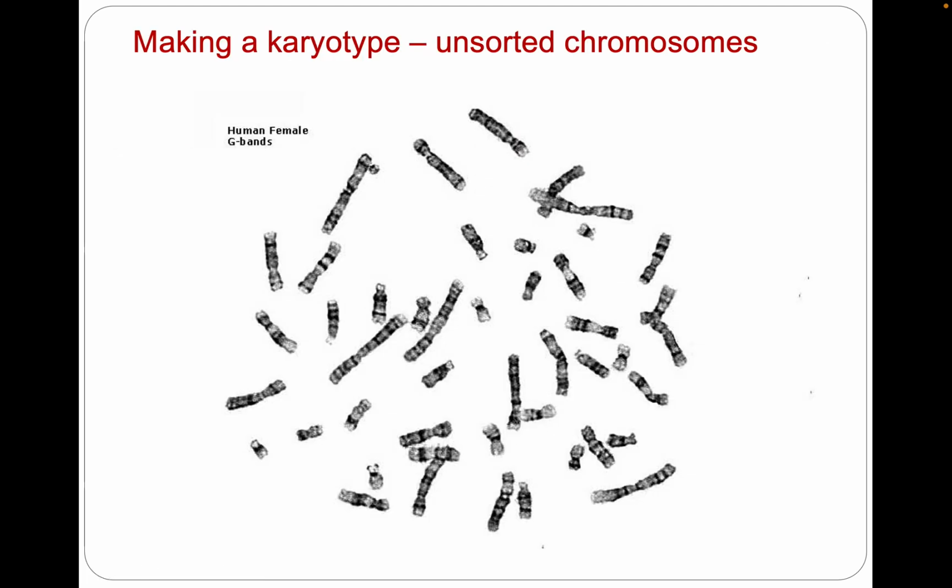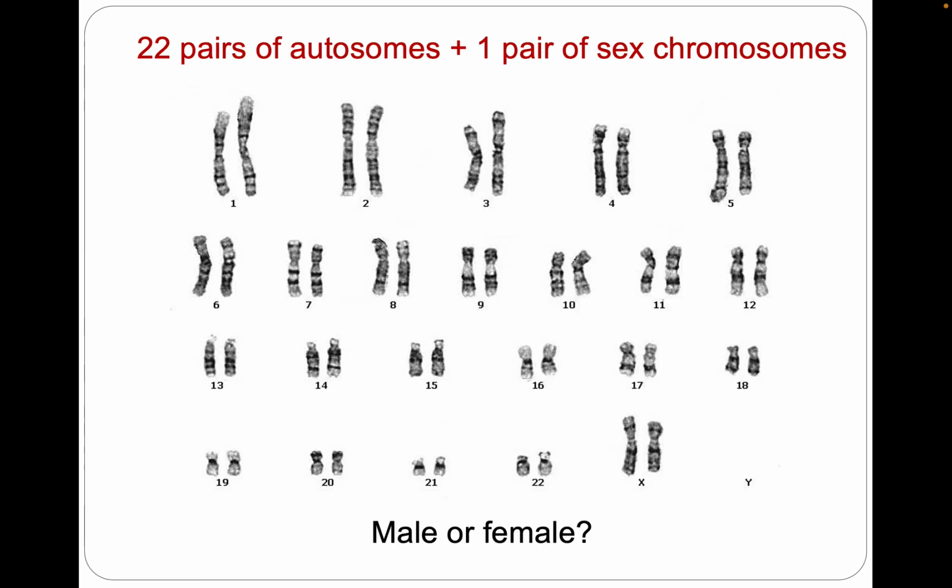All right, making a karyotype. So this is what it looks like before those chromosomes are sorted. And then after they've been sorted, we have 22 pairs of autosomes, 1 through 22, plus 1 pair of sex chromosomes. So this individual has 2 copies of the X chromosome and 0 copies of the Y. Is this individual biologically male or female? Good, female, right? 1 X from mom and 1 X from dad.